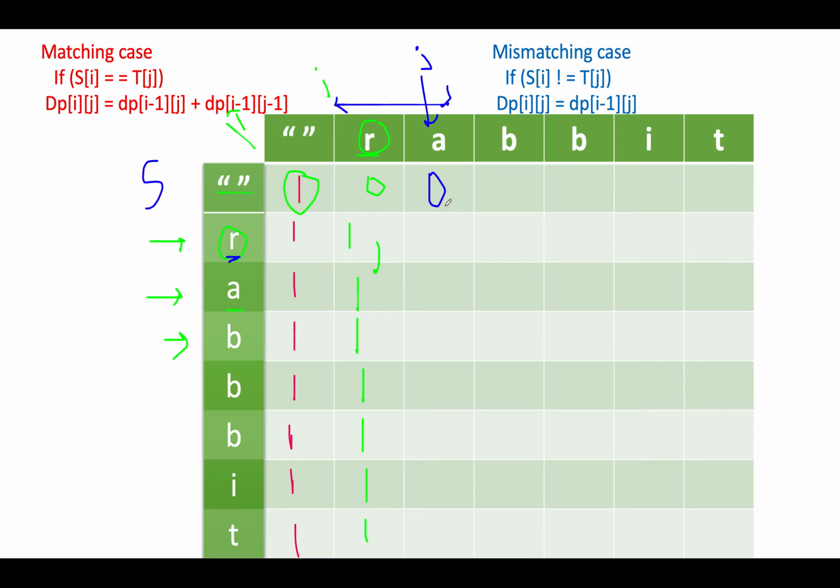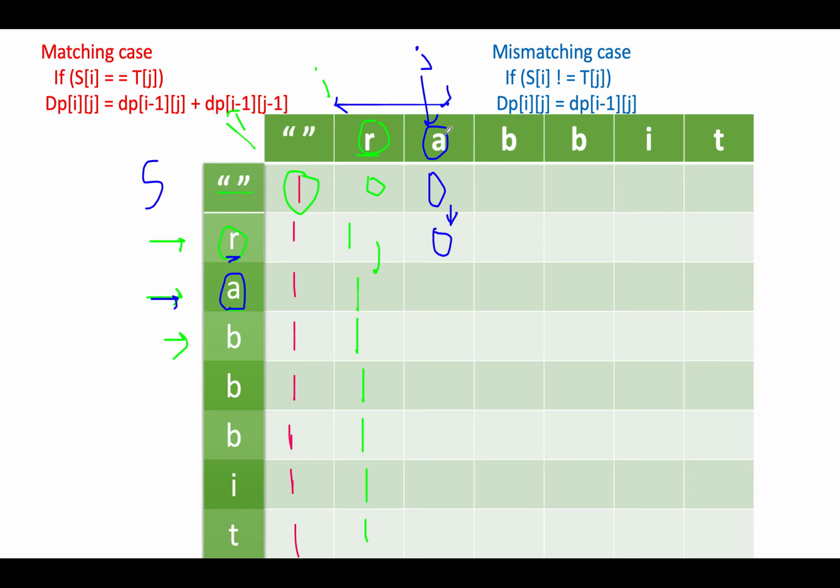Whatever value is held in the previous row is copied down. So this gets copied down to this. So we have 1 here. And let's progress ahead. We have RA here, and it's a matching case. A is equal to A.